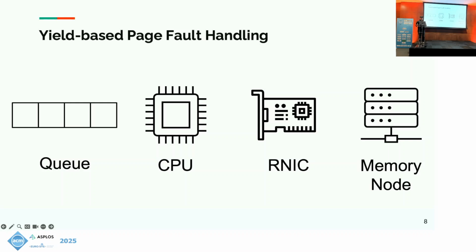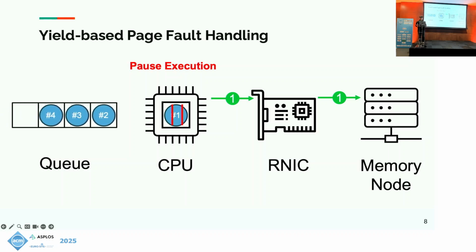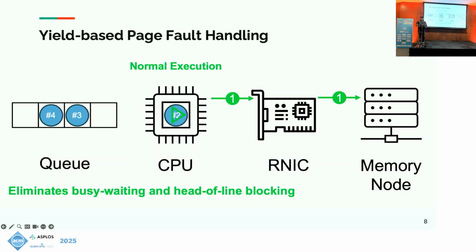Let me show how yield-based page fault handling improves performance. Like before, a request arrives in the queue and it is handled in the CPU. When a page fault occurs, pause execution and send a page fetch request. When new requests arrive in the queue, rather than busy waiting, the CPU context switches to the next request and executes it. By doing so, yield-based page fault handling eliminates busy waiting and head-of-line blocking.